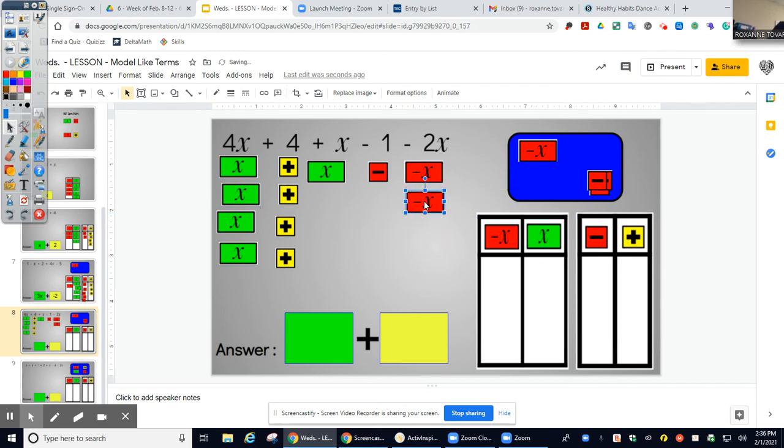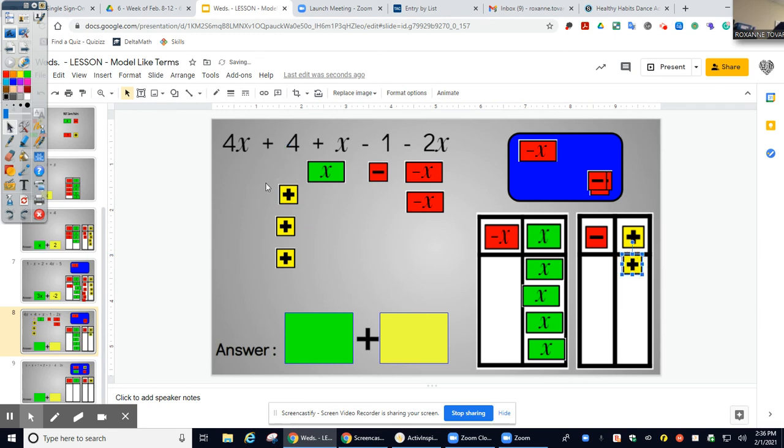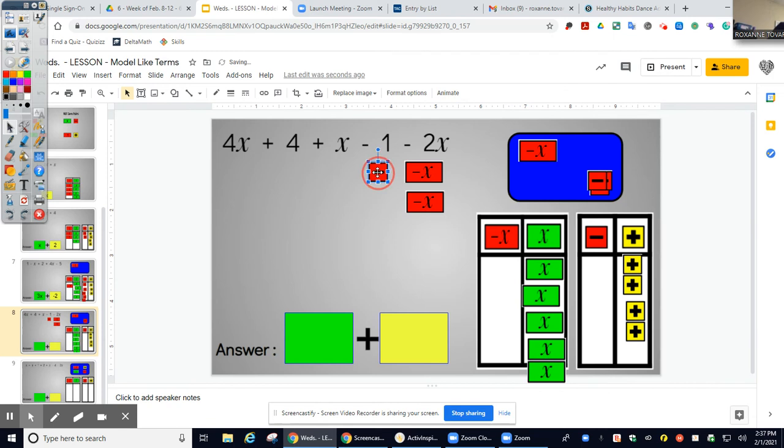Okay? All right. Now we're going to put everything in its family so we can combine like terms, right? So everything that looks alike. So I'm going to put all my x's, my green x's, underneath my green x. I'm going to put my "I'm just a number" terms underneath. I'm just a positive number. My positive x. I'm just a negative. And then my negative 2x.